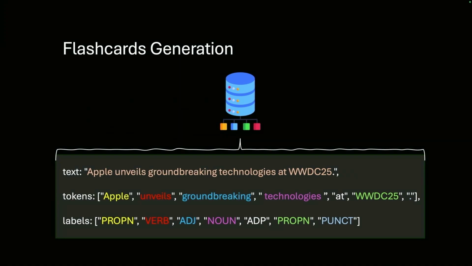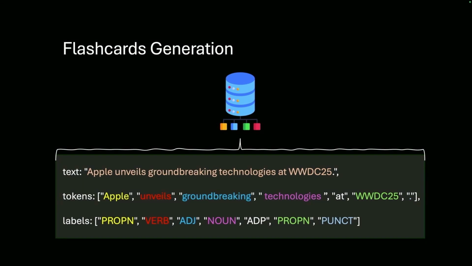So we have the text, token, and label. So I'm going to be tokenizing each word in a given sentence, such as verb, proper noun, adjective, noun, and so on.